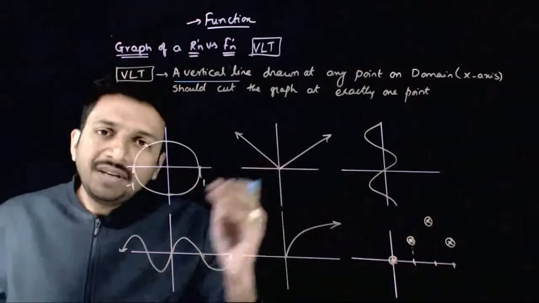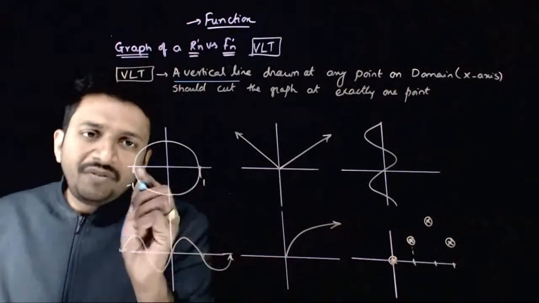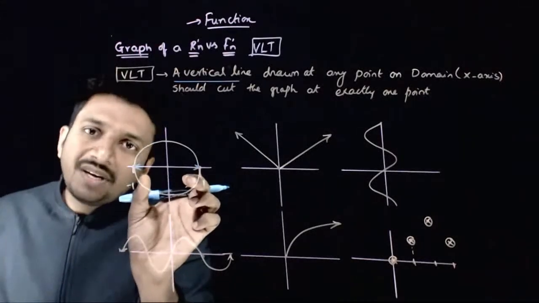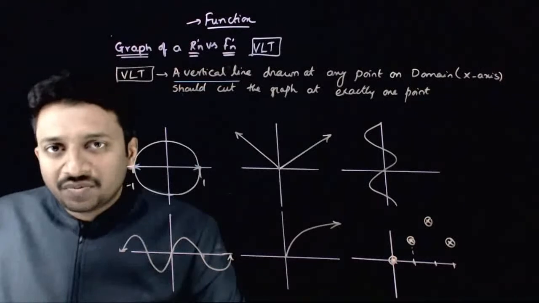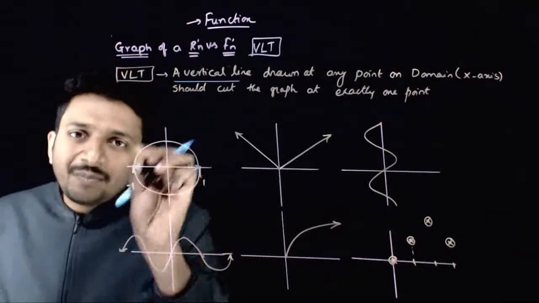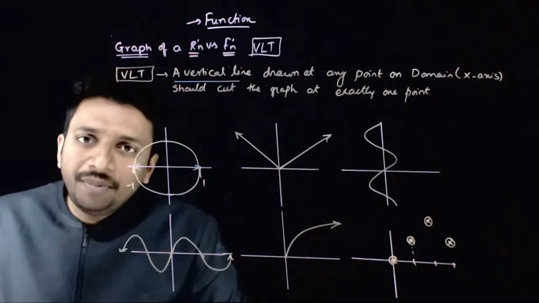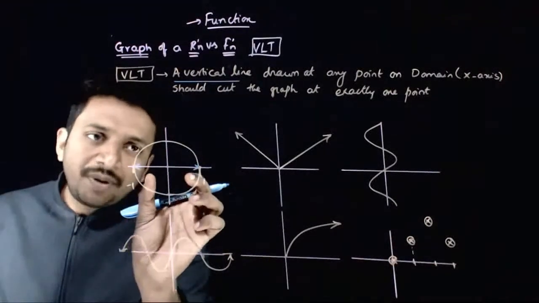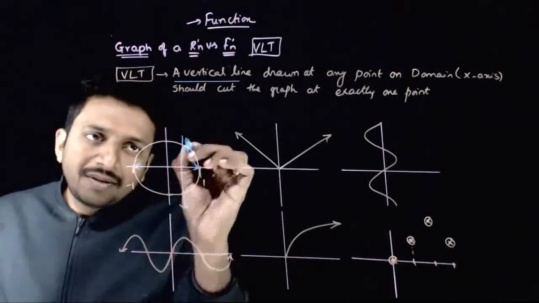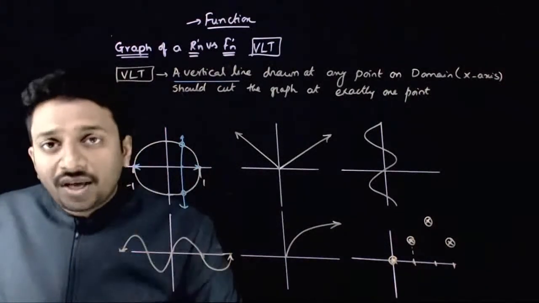So let us look at some examples. First let us take a relation defined between -1 and +1. Let us say that the domain of the relation is just between -1 and +1. And between -1 and +1, does this represent a graph of a function? The answer is no, because between -1 and +1, take any point and draw a vertical line. As you can see, this vertical line is cutting the graph at more than 1 point.